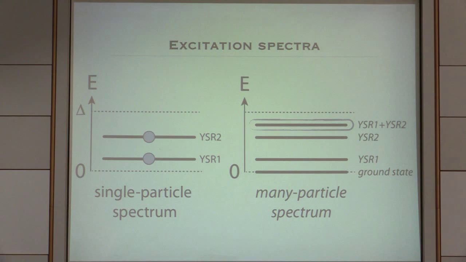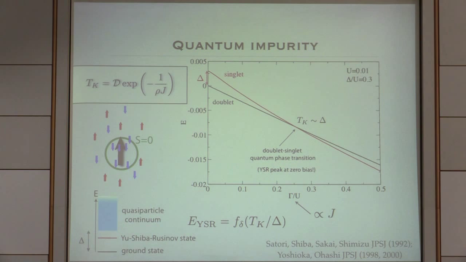I will now continue with the quantum case. If you do the calculation for a full quantum mechanical model, you will again find that at small coupling, you get a quasi-particle continuum. If you increase the coupling, there will be a subgap state. Phenomenologically, this seems quite similar to the classical case, but there are a number of differences. Most notably, at the quantitative level, the behavior will be quite different. Now the position of the two states depends on the ratio between the Kondo temperature and the gap.